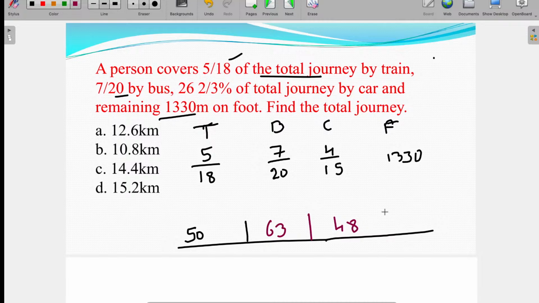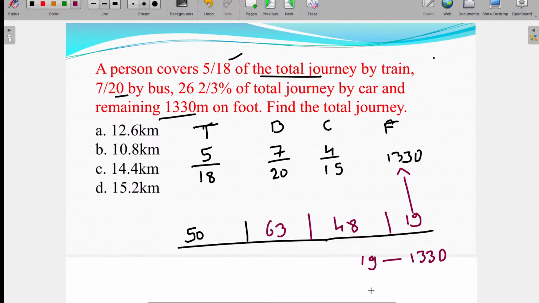Add it, then the remaining, you tell. 50 plus 60, 110. 110 plus 40... So 161 you will get. Remaining out of 180, remaining will be how much? 19 parts is traveling by foot. Yes or no? Can I write now 19 parts is equal to 1330?